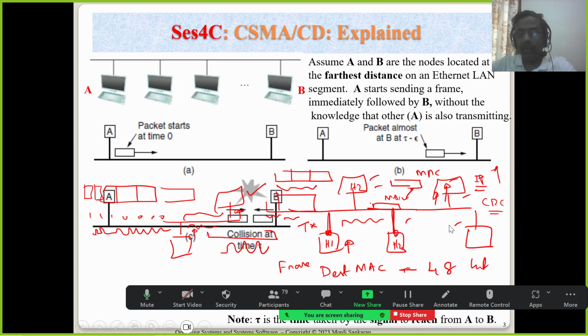Now, if it is not meant for it, it will ignore it. Okay, it's not meant for me. So whoever has been addressed will be reading it. Suppose you are sending a destination MAC address which does not match any of the hosts, that frame will be lost. It will not be read by anybody, and no action will be taken. That's what I mean by sending data over the Ethernet frame.